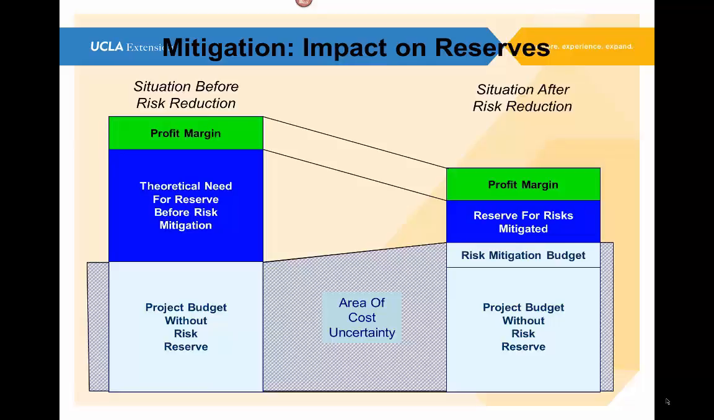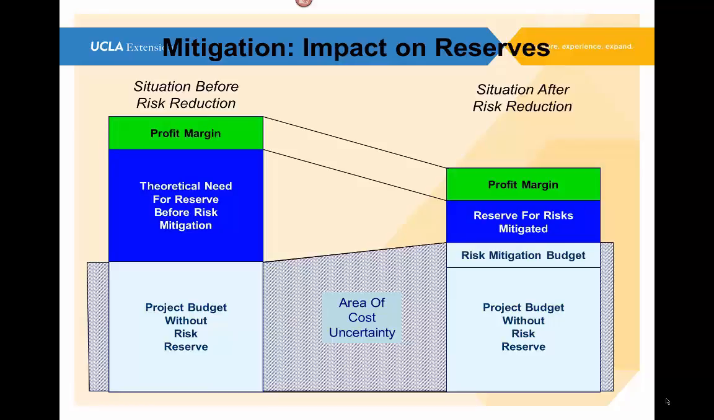At that point, we have a much smaller reserve requirement for our risks because of our mitigation and because of our risk management actions. And you can see how that vertical amount has been reduced, and then the profit margin stays the same and goes on top of it. But now we have got a project that is ready to be presented to management, ready to be presented, submitted to a customer or to a sponsor.